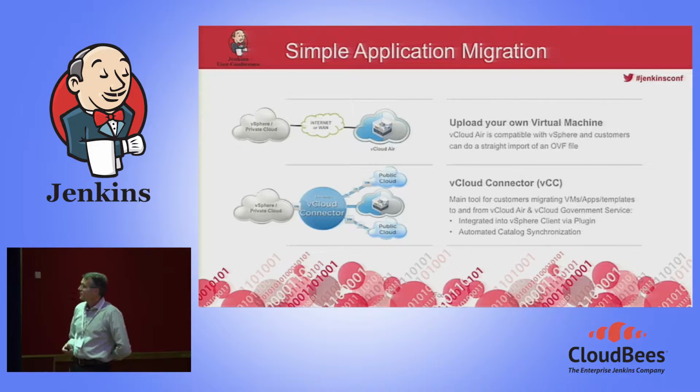The vCloud connector, which a lot of you might be familiar with, is the main tool that we use to connect between on-premise and the cloud. It allows us to move the workloads back and forth. And it also does something called automated catalog synchronization, which is pretty key. So if you have an on-premise catalog filled with VM images that your enterprise mandates, those same images will be replicated into the cloud and can be provisioned from the cloud. So it gives you the oversight and governance that you had on-premise in the cloud environment.